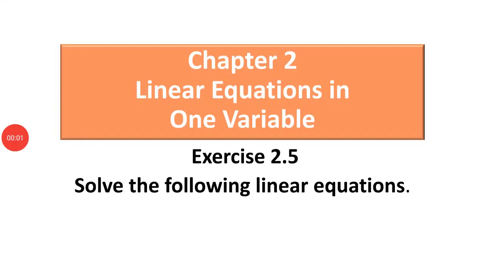Welcome students. In this video we are going to see linear equations from exercise 2.5 which are a little different. They all are in the form of rational numbers we say. So x by 2 minus 1 by 5 is equal to x by 3 plus 1 by 4. So we have to simplify this. Now how to simplify, let us see.